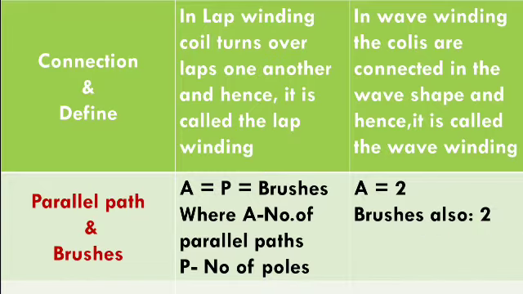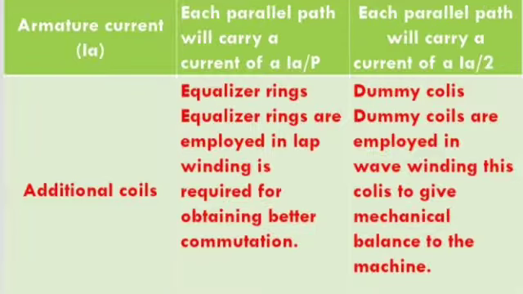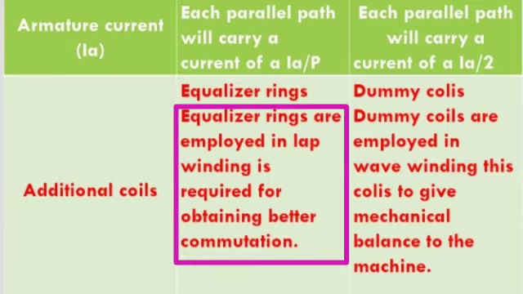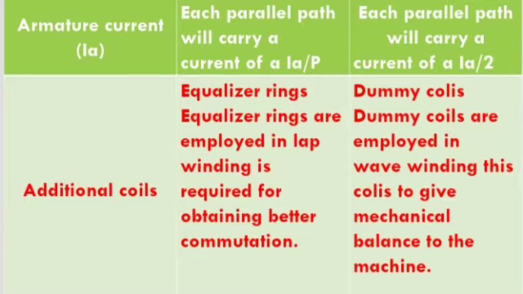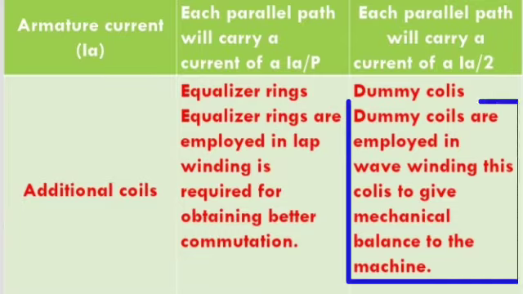So next one is the armature current. In lap winding, each parallel path will carry a current of IA by P, where IA is the armature current, whereas in wave winding each parallel path will carry a current of IA by 2. Next is the additional coils. Equalizer rings are employed in lap winding, required for obtaining better commutation, whereas in wave winding, dummy coils are employed. These coils give mechanical balance to the machine.